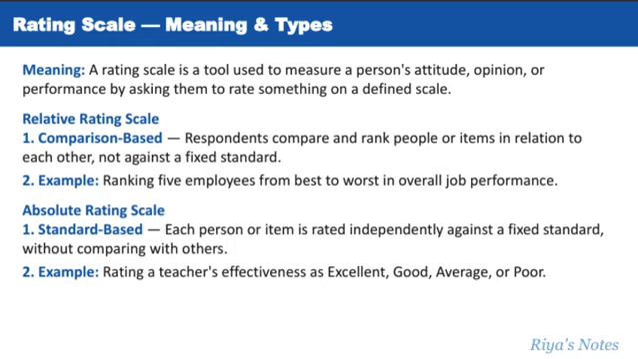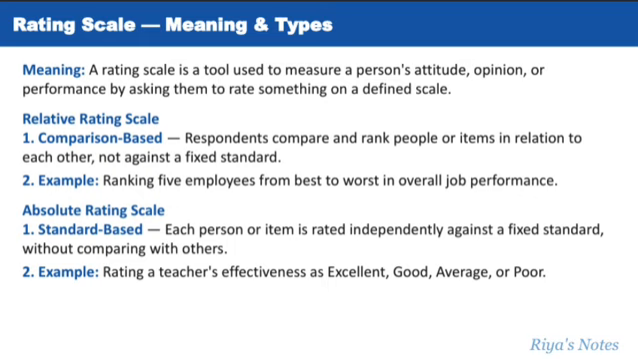Meaning. A rating scale is a tool used to measure a person's attitude, opinion, or performance by asking them to rate something on a defined scale. Relative rating scale. 1. Comparison-based. Respondents compare and rank people or items in relation to each other, not against a fixed standard. 2. Example. Ranking 5 employees from best to worst in overall job performance.